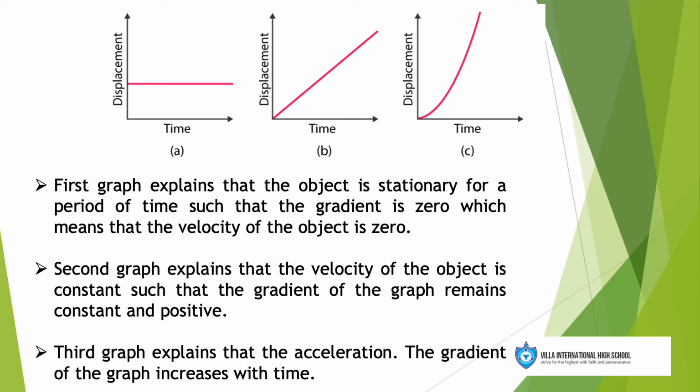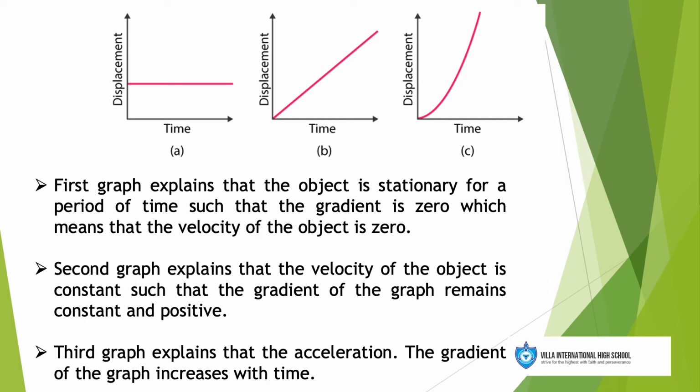Then the second graph. For the second graph, the gradient is positive and it's a straight line, which means that it is constant. So here the gradient is constant and positive, which means that velocity is constant and positive, which represents the object in uniform motion. If an object is in uniform motion, the velocity is constant.